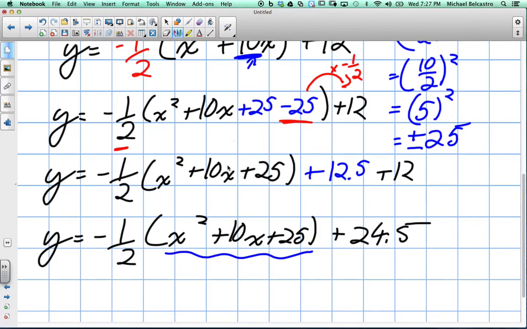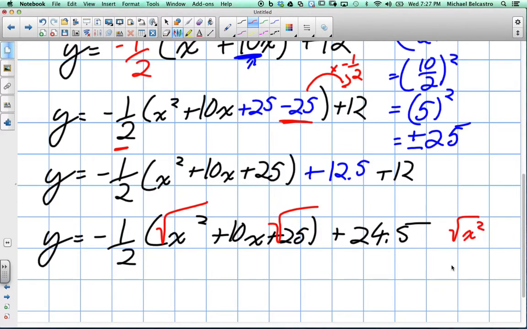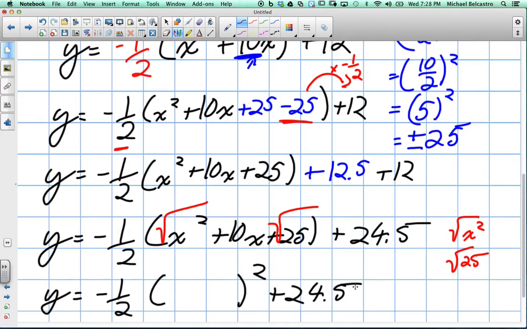Instead of going through the factoring, because we've done it this way, there's kind of a shortcut to the factoring. I know that if I square root the first and the last term, so that's the square root of x squared and the square root of 25, they'll give me what my factored form is. I don't have to actually go through all the products or all the factors. So we get negative a half. And in vertex form, remember, it's a bracket that's squared, and we have plus 24.5 on the outside.